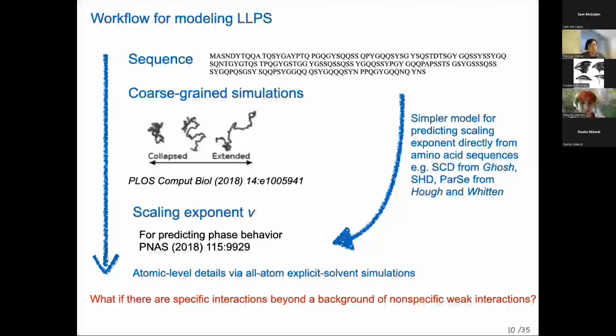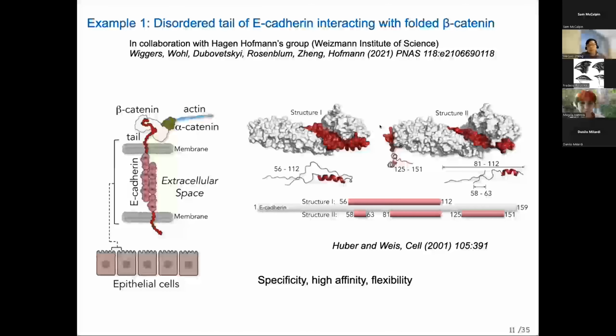But what if there are specific interactions beyond the background of these non-specific weak interactions for disordered proteins? There are two examples, through collaborations that we have done over the last couple of years. We are seeing more and more important roles of transient interactions, or those specific interactions, for IDPs.